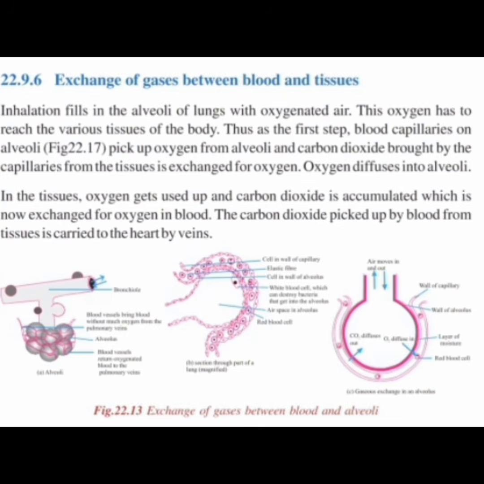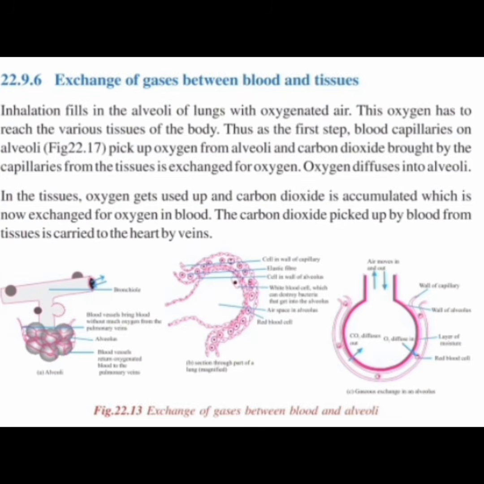carbon dioxide brought by the capillaries from the tissue is exchanged for the oxygen. Oxygen diffuses into the blood. In the tissue, oxygen gets used up and carbon dioxide accumulates, which is now exchanged for oxygen in the blood. The carbon dioxide picked up by the blood from the tissue is carried to the heart by the veins.